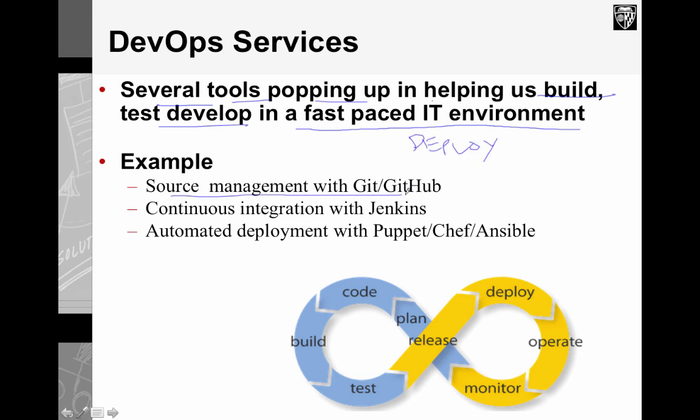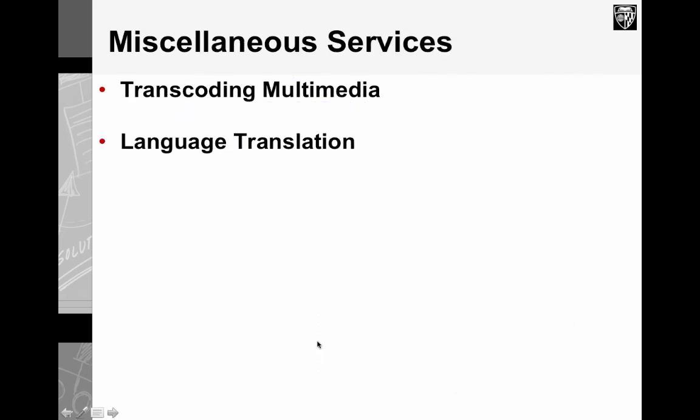Source code management with GitHub, continuous integration with Jenkins, or automated deployment with Puppet and Chef Ansibles are all classic examples of services that allow you to do DevOps management. So you can continuously code, build, test, deploy, operate the application, monitor it, and then make changes to the software so you can keep on going in this infinite cycle, which is what we call DevOps services. And there are several software services that are available for you to do this.